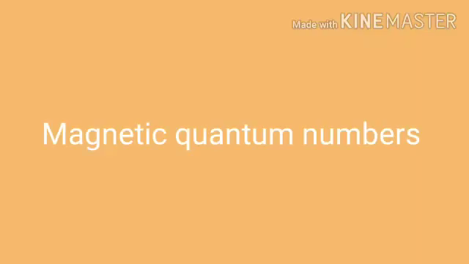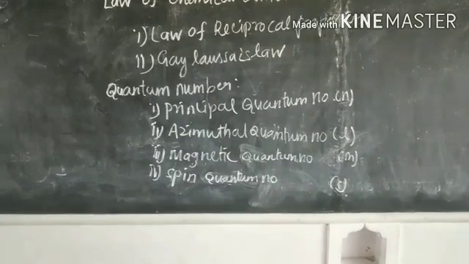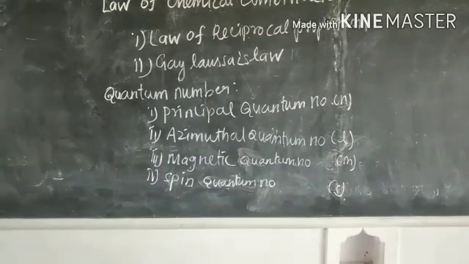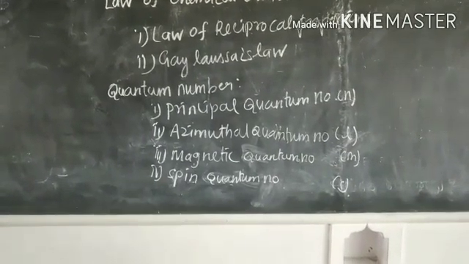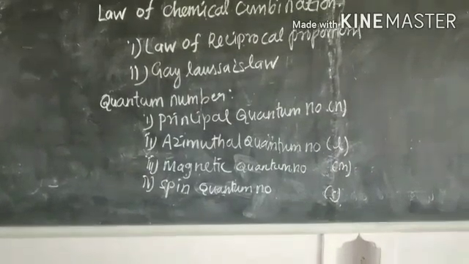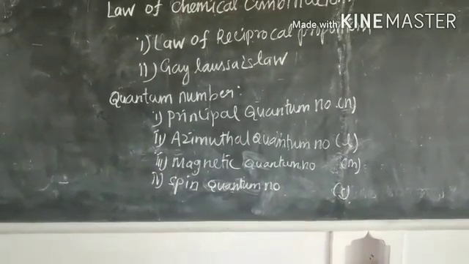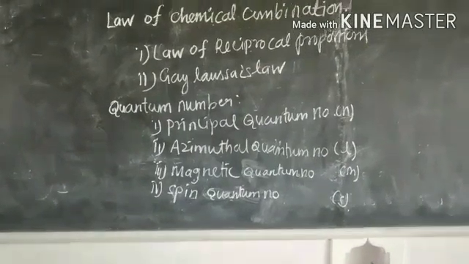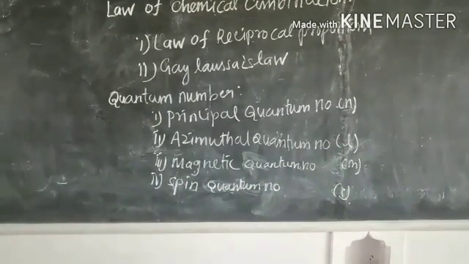Okay, then the magnetic quantum number. It is designated by m. It tells the orientation of the electrons: whether they orient along the x axis, y axis or z axis when placed in a magnetic field. So this type of information is gained from the magnetic quantum number.